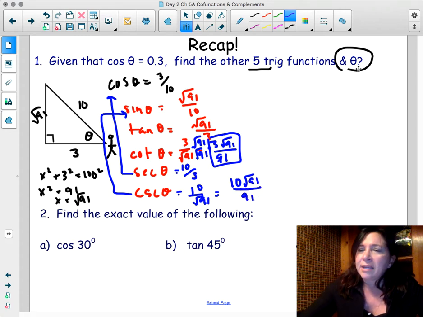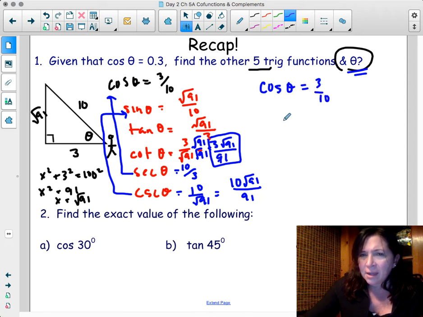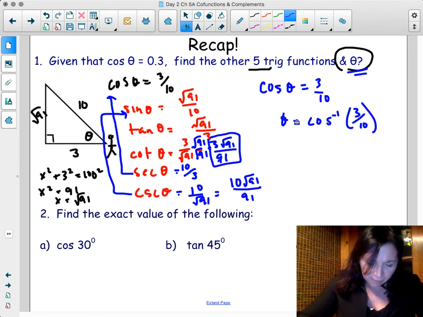Now, lastly, we need to find theta. I can pick any one of these to find theta, but I'm just going to start off with cosine of theta is equal to 3 over 10. So theta is equal to arc cosine of 3 over 10. I need to work that out. So let's see here. Arc cosine of 3 divided by 10.